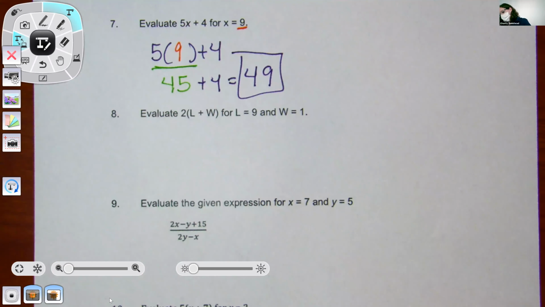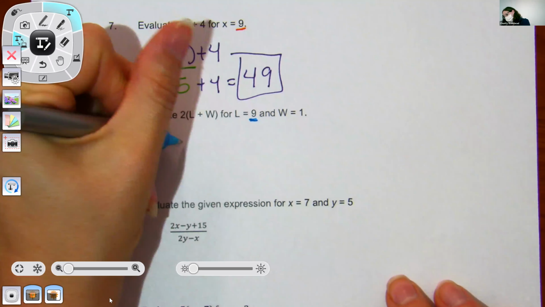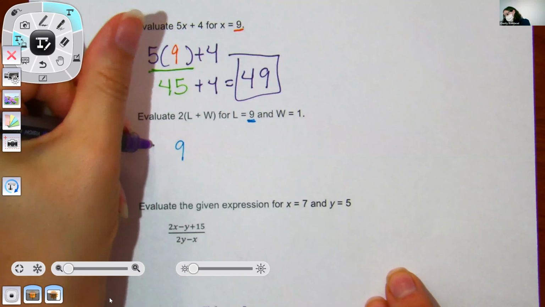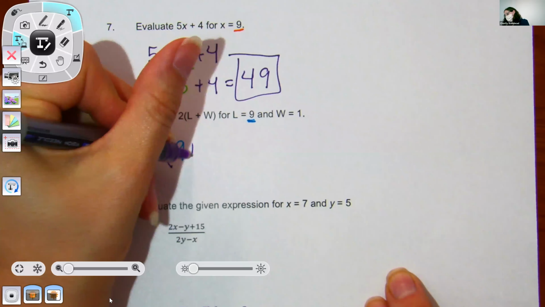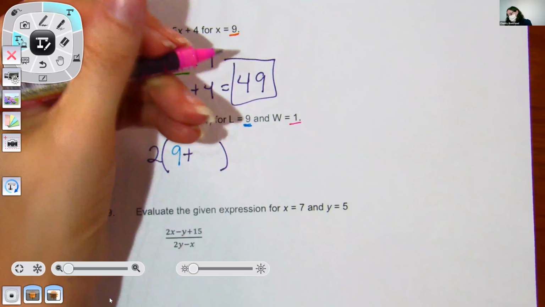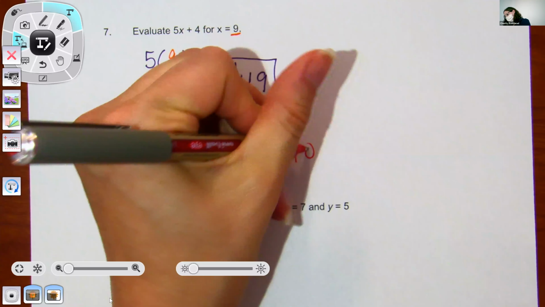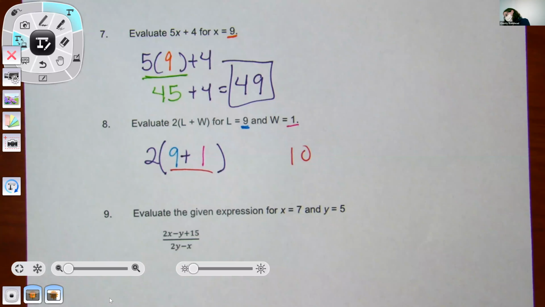Number 8, evaluate 2 times the quantity L plus W for L equals 9 and W equals 1. So 2 times 9 plus 1. I'll just go ahead and do what's in the parentheses first. So 9 plus 1 is 10. So it's 2 times 10 equals 20.